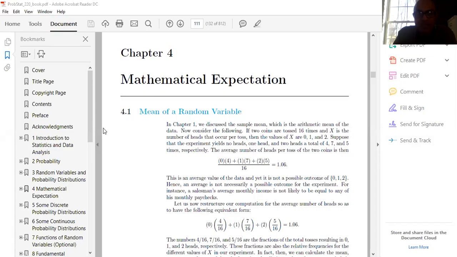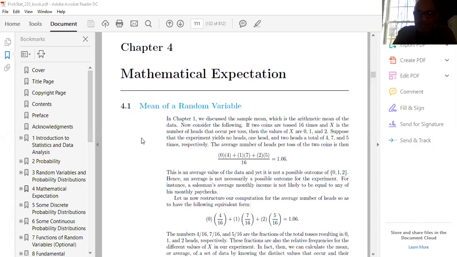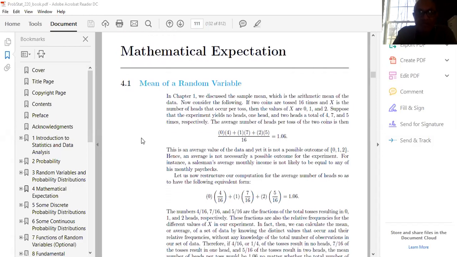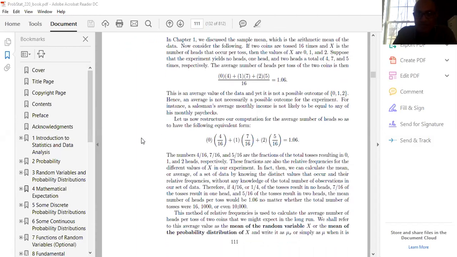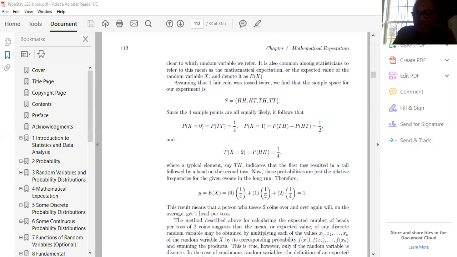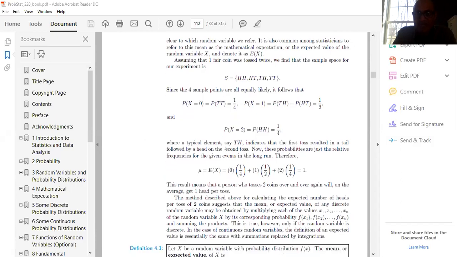Hello guys. So last time we started article chapter 4, mathematical expectation of the random variable. I gave you the difference between the mean and the expected value. It looks the same, but they are not the same, because expected value is always related with the random variable x. So the mean of the random variable x, that is the expected value, I can say.